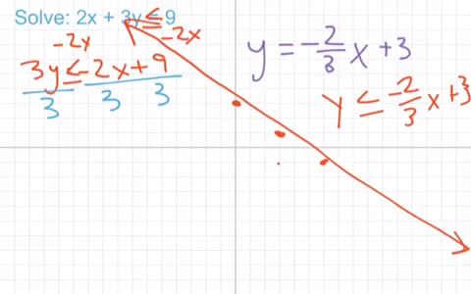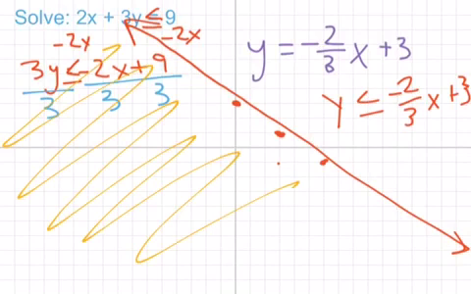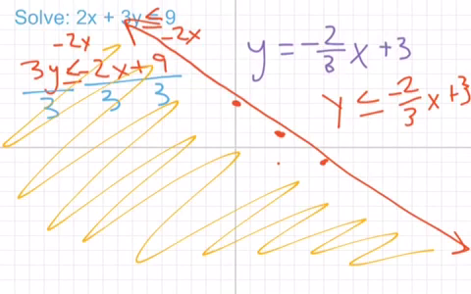Why is it below the line, you ask? Because it's saying y is less than this right here. So we're going to take yellow and shade this area in. This example is in your textbook on page 136 if you need it.